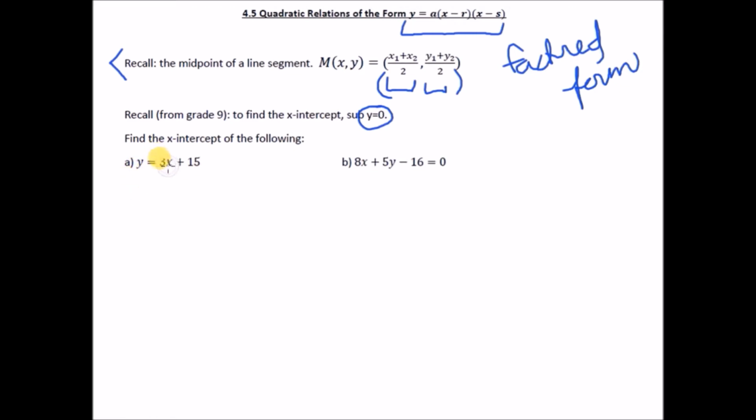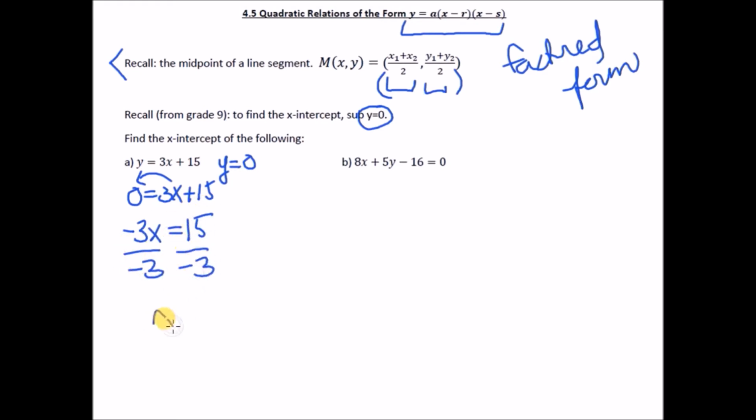In order to find the x-intercept, y equals 0. So we sub 0 in for y, and we're left with 3x plus 15. Bring over this 3x, we get negative 3x equals 15, and then divide both sides by negative 3. We get x equals negative 5, and that's just algebra. So our x-intercept is negative 5, comma, 0.